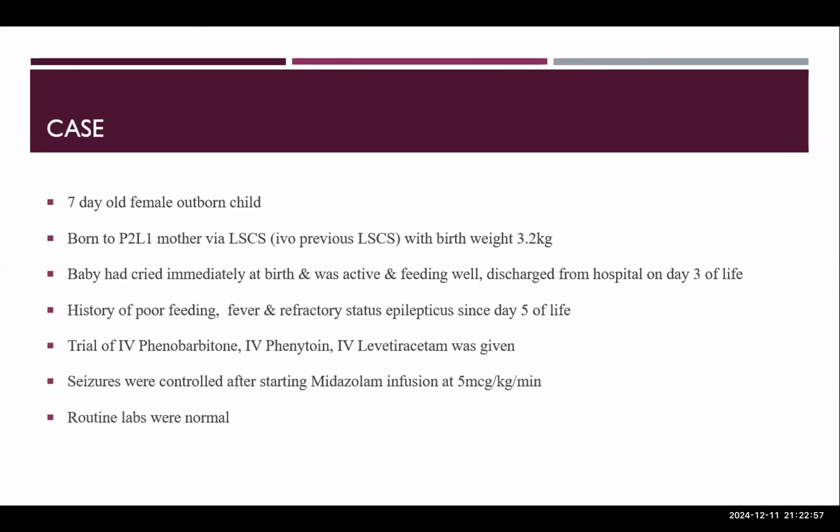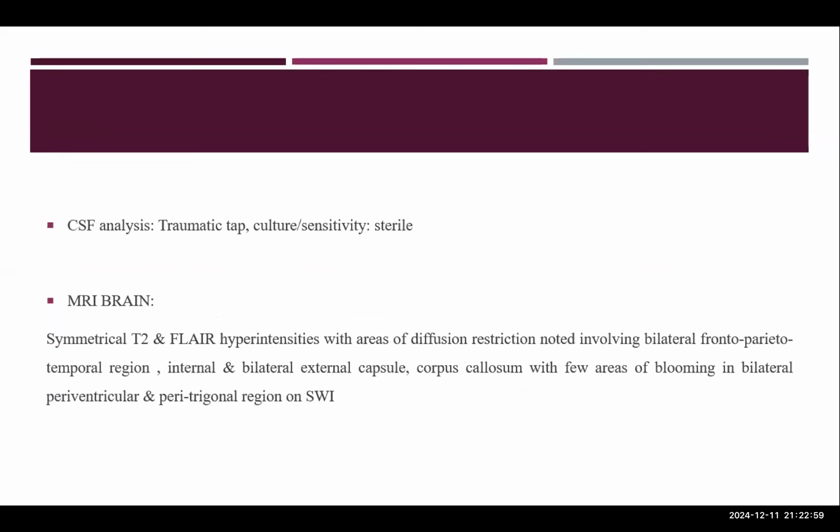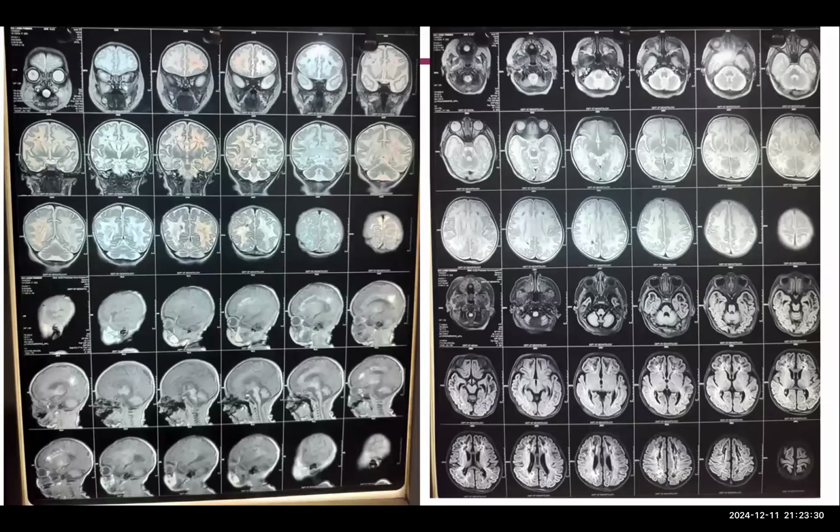The routine lab investigations were normal. CSF analysis was done. It was a traumatic tap, tried multiple times. However, only the culture and sensitivity could be procured, which was sterile. MRI brain was done, which was suggestive of symmetrical T2 and FLAIR hyperintensities with areas of diffusion restriction involving bilateral temporal region, internal and bilateral external capsule, and the corpus callosum, with few areas of blooming in the periventricular and peritrigonal regions on the SWI. So this was the MRI, and based on the MRI we got a consult for the MRI.